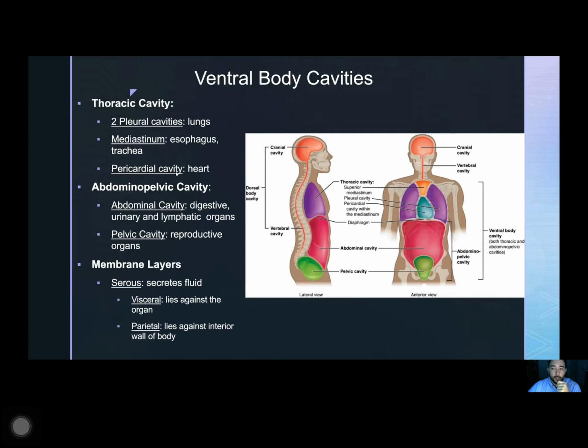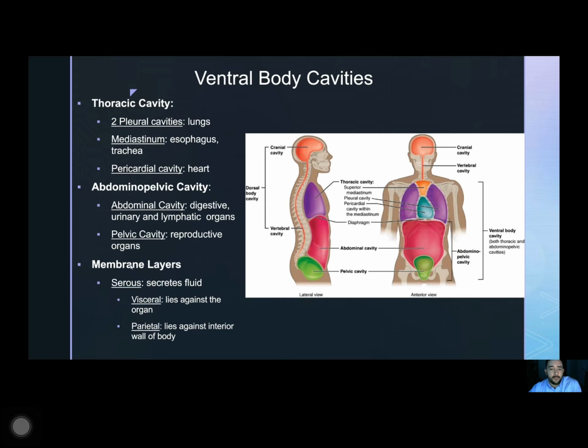Next, we have the pericardial cavity, which is on the right side of the picture, this blue structure right in the middle that houses your heart. Continuing on, we have the abdominopelvic cavity, which you can see in the bottom right, and that's kind of a combination of the abdominal cavity and the pelvic cavity. So even though those are two separate cavities that house their own structures, you can still refer to them as one, being the abdominopelvic cavity.